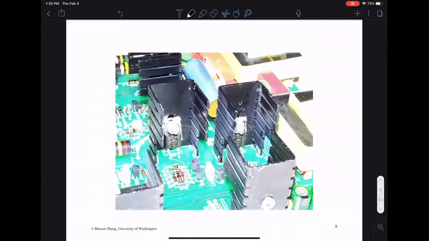So there's another example. If you open up any board nowadays, if you ever get a chance, open up a phone, for example, what you see, most of the things you can see, is probably the power conversion circuit.